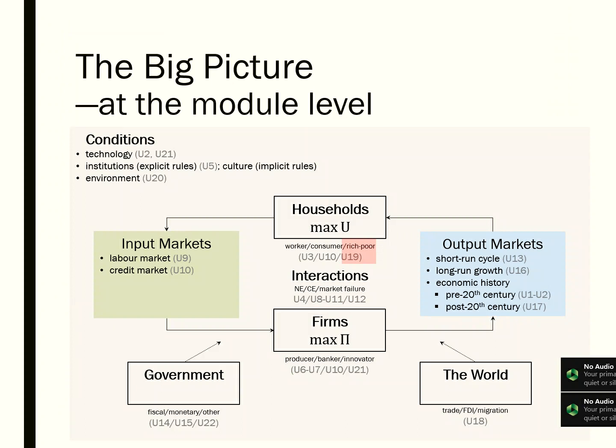This is where we are in the big picture of the module. It focuses on different types of household in terms of income and wealth. So it is not about the quantity of output, but the distribution of output.